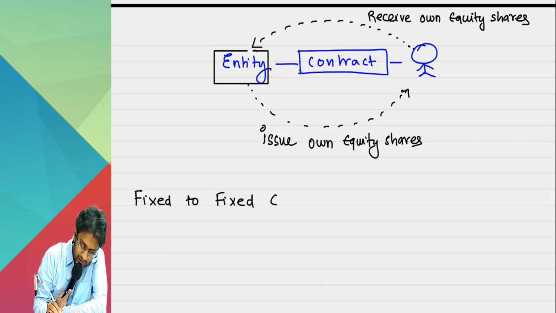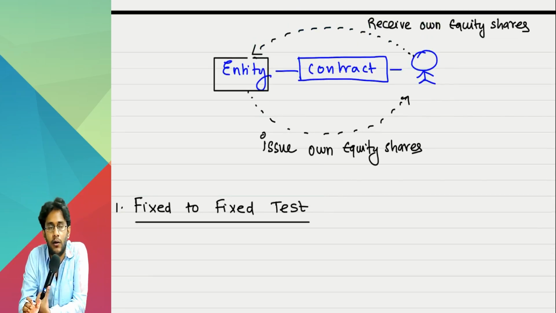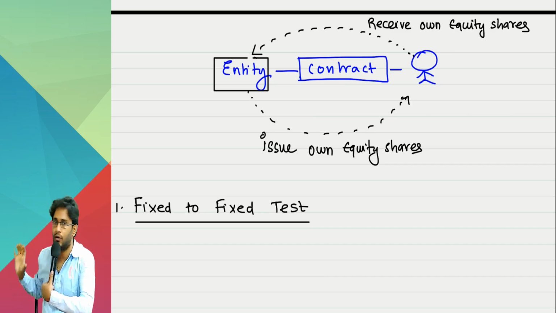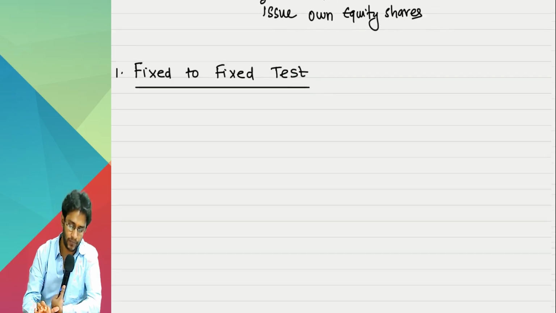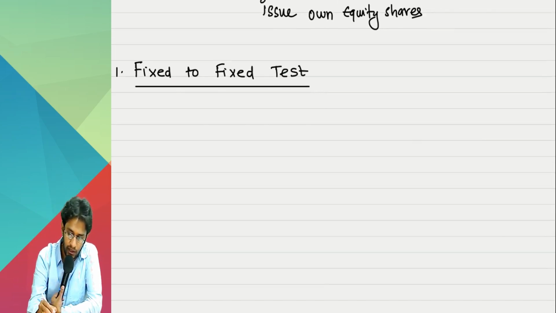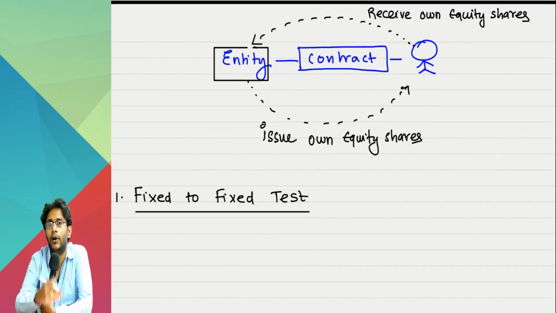The first concept is called the fixed to fixed test. While discussing financial asset and financial liability, there is one whole paragraph of the definition which we did not read. That paragraph is this concept, the fixed to fixed test. If you understand this concept here, you can go back and link it, and it will all match.